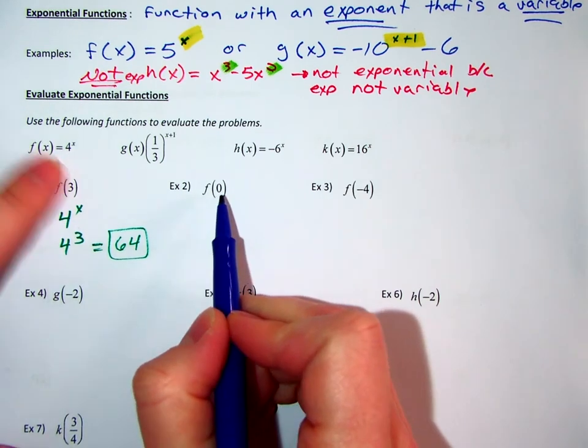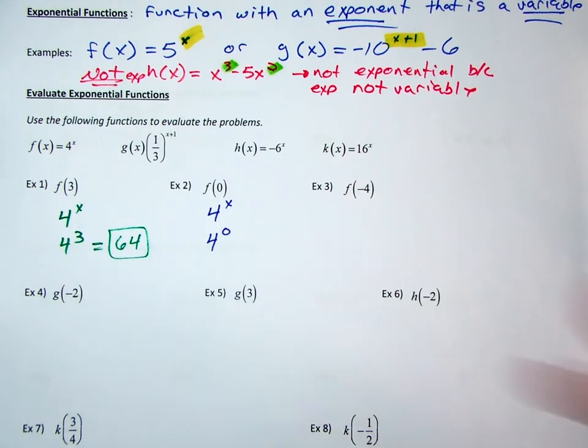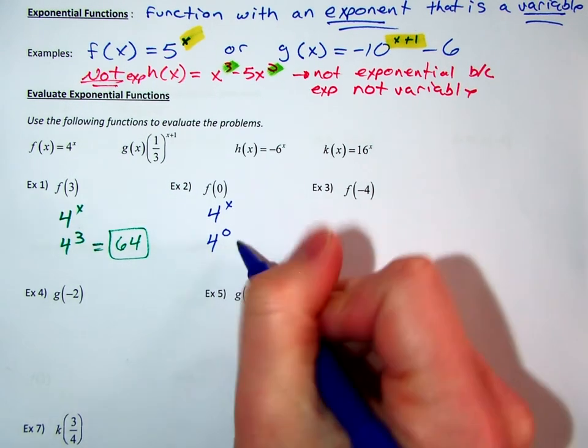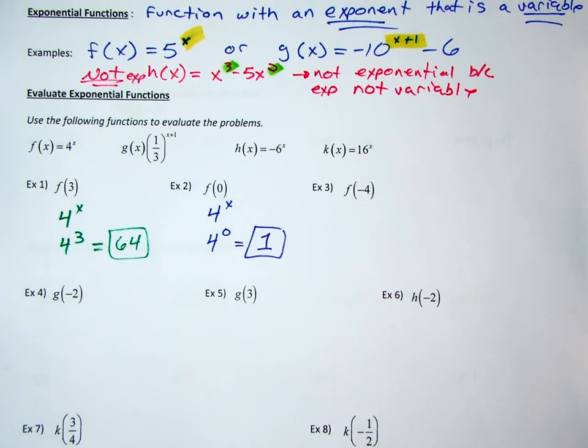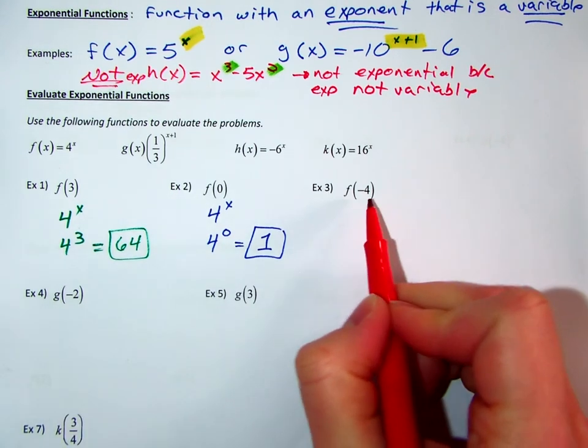So f of 0. We're going to do 4 to the x, which is really 4 to the 0 power. Now, in case you didn't know this, you might want to type that in your calculator. Most people want to say that it's 0, but really anything to the 0 power is actually 1.